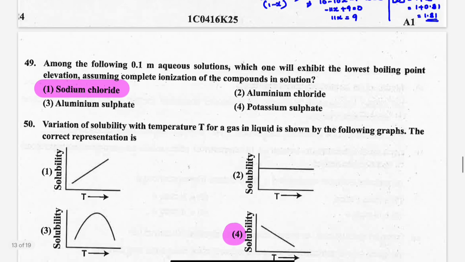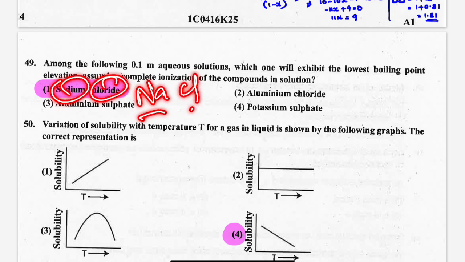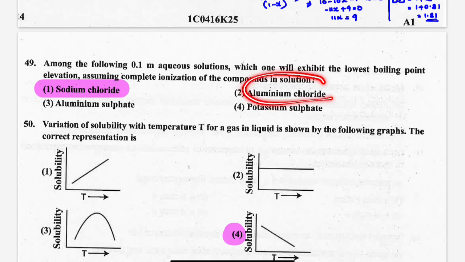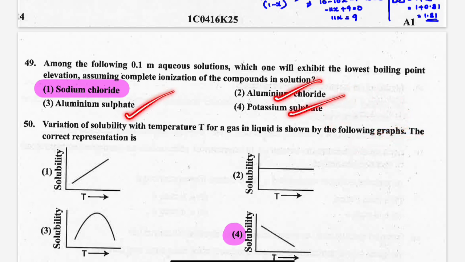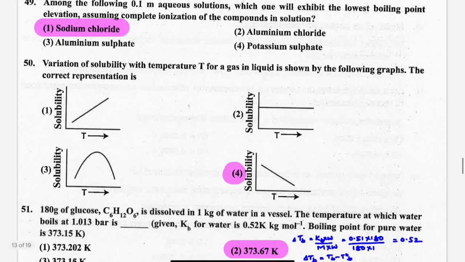And then, among the following 0.1 molar aqueous solutions, which one will exhibit the lowest boiling point? So students, here it depends on the number of ions. The fewer the number of ions, the lower the boiling point. Here sodium chloride: sodium and chloride, only 2 ions are present. Whereas here aluminium chloride, AlCl3, so 4 ions are present. So everywhere else there are more ions. Here only 2 ions are there, so it will have the lowest boiling point.